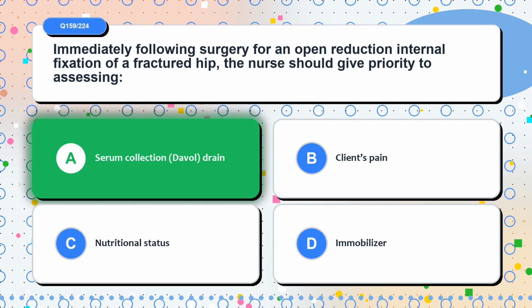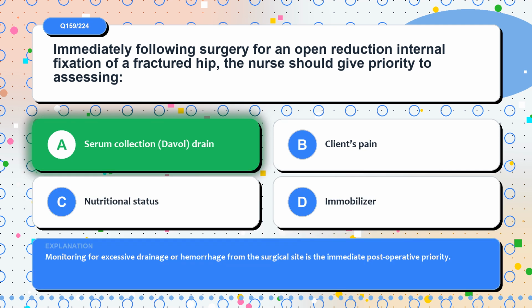The correct answer is option A. Serum collection Davol drain. Monitoring for excessive drainage or hemorrhage from the surgical site is the immediate post-operative priority.